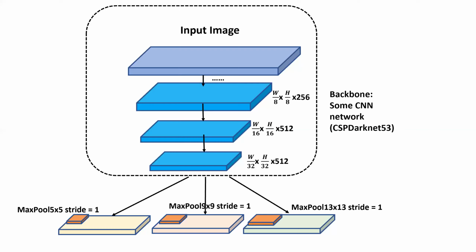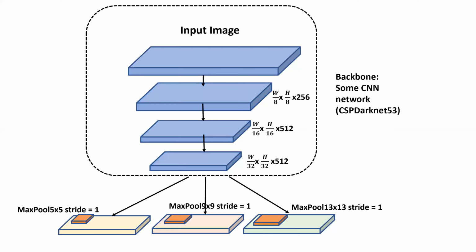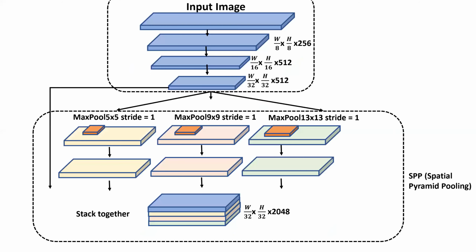For example, if we are taking the 5 by 5 kernel, then we are searching for the most important pixel within a small neighborhood area. But when we are using the 13 by 13 kernel, then we are searching inside a large neighborhood area. Okay, so the last step is to stack together the feature maps from max pooling as well as the original feature map. So this whole step is called spatial pyramid pooling. It's just trying to enrich the information we have.